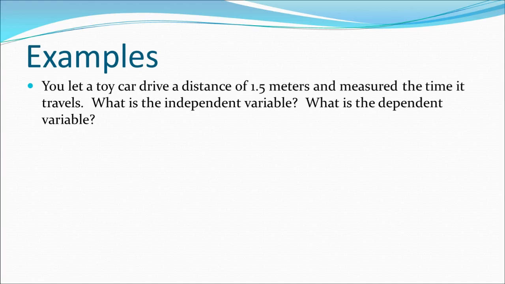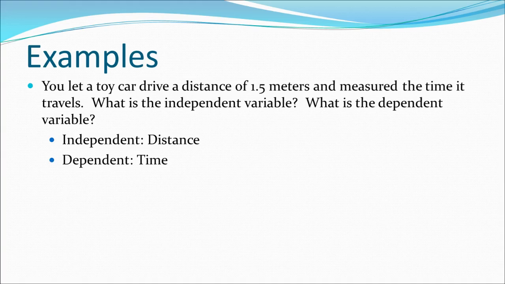Let's look at a couple examples. You let a toy car drive a distance of 1.5 meters and measure the time it travels. What is the independent variable? What's the dependent variable? Well, we decided to change the distance. We said we're going to have the car drive 1.5 meters. We manipulated that number. We didn't record it. We decided we would use 1.5 meters. That's going to be our independent variable. Distance is going to be graphed on the x-axis. When we record the time or measure the time it takes, that's our dependent variable.